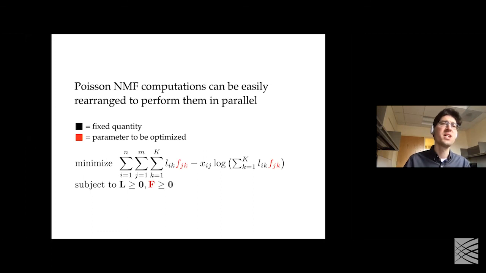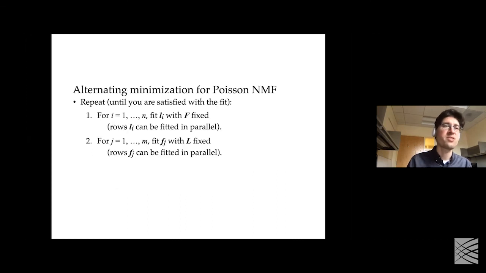The other thing that this suggests is that we should do something like an alternating minimization, where we first fix L and optimize F and then do the reverse. And so that's what we're going to do here. We're going to do an alternating minimization approach. And actually this is very reminiscent of the sorts of approaches that are done in Frobenius norm NMF, which you may have seen before. We're going to alternate between optimizing L and optimizing F. And so we get an algorithm that looks like this.